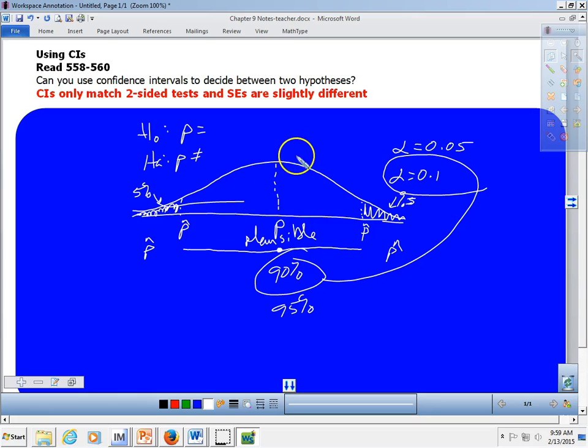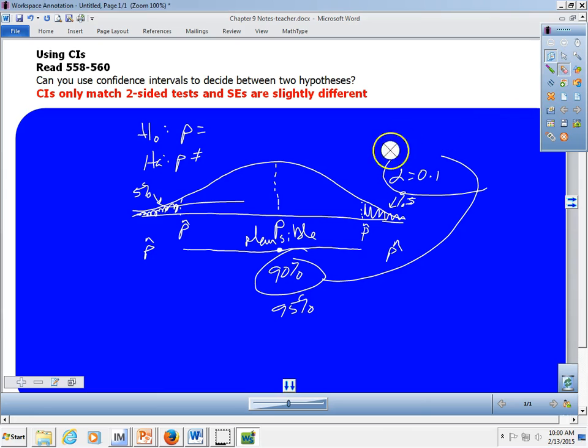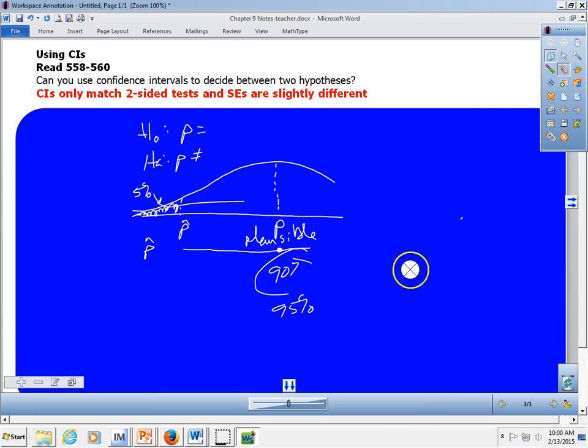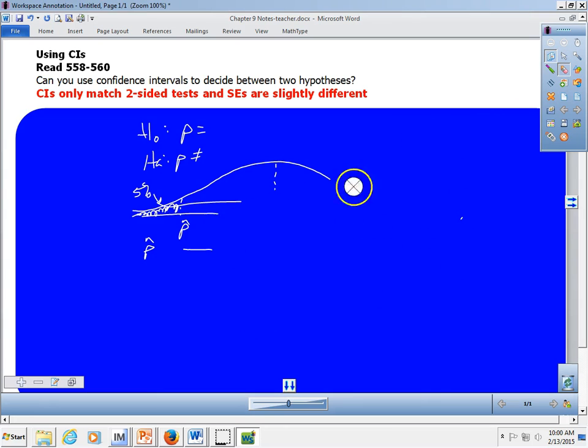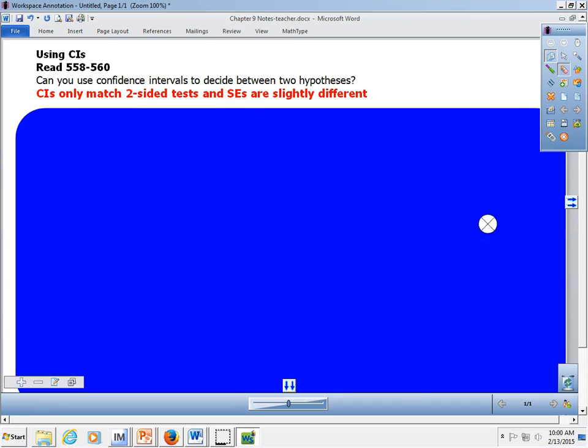Okay? So confidence intervals can be used to decide between two hypotheses also. If we construct a confidence interval and our P hat falls in that confidence interval, then it's not going to be strong evidence against the null, but if it falls outside of that confidence interval, then it would be strong evidence against the null, is the bottom line there. Okay? So I'm going to get rid of this so we can see what's underneath the blue screen, but hopefully that helps in making that tie.